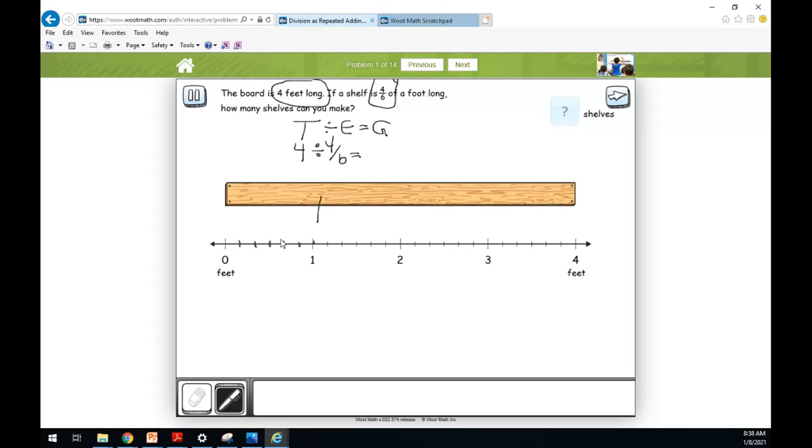So I'm going to count here. 1, 2, 3, 4. Okay, that represents one shelf.